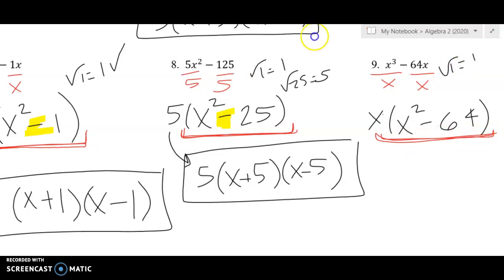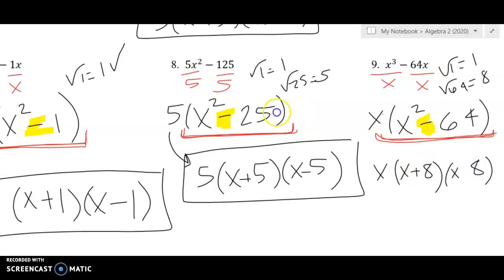Square root of 1 is 1. That works. The square root of 64 is 8. So these are perfect squares, and it has the minus. So this is all good. I just need to write my factors. 64, the square root of 64 is 8. So each parenthesis needs 8 in there. One of them needs a plus and one of them needs a minus. And then that would be it for number 9.